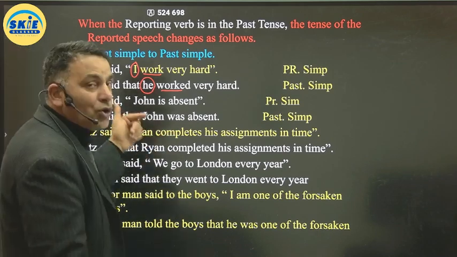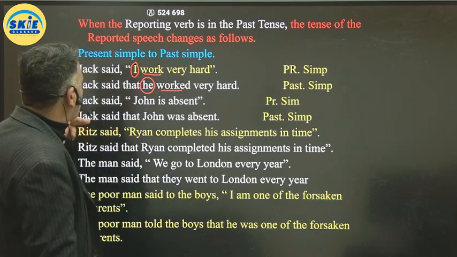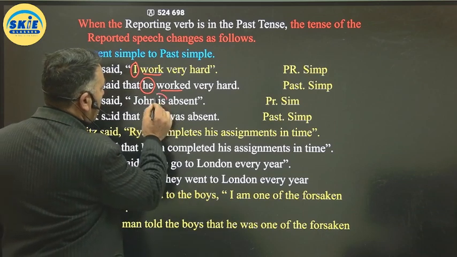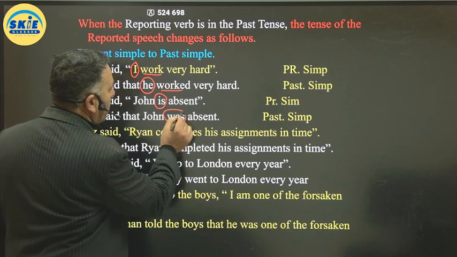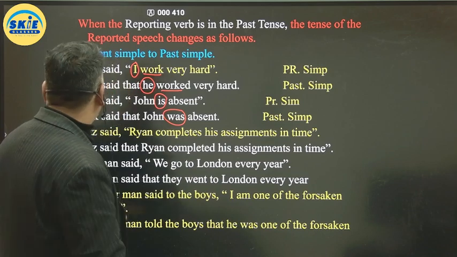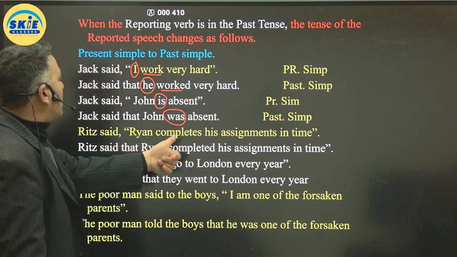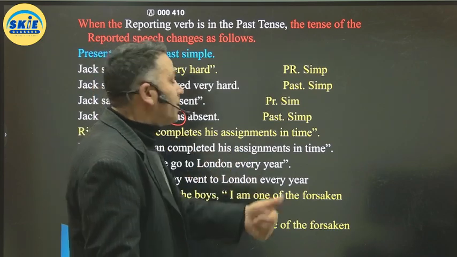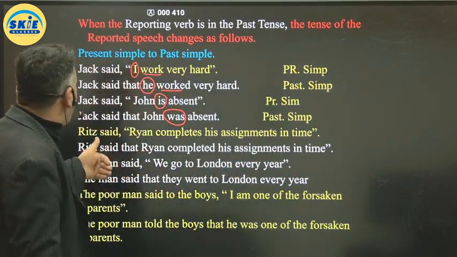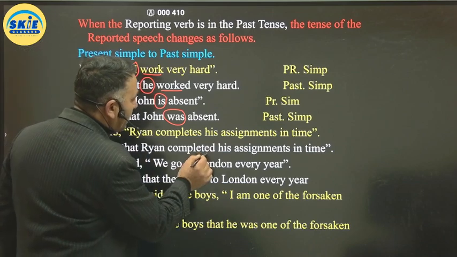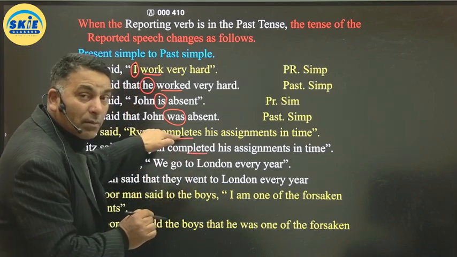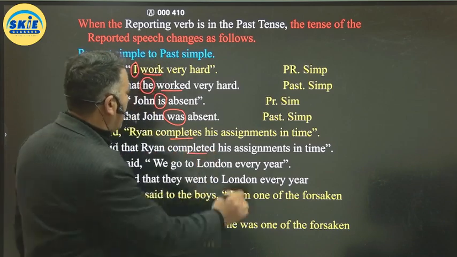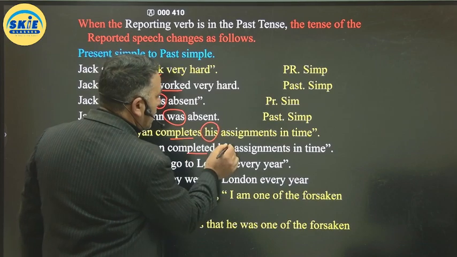Jack said John is absent. Jack said that John was absent. It will change to past. John was absent. Alright. Red said Ryan completes his assignments in time. Red said that Ryan completed his assignments in time. Completes is present tense, completed is past tense. His assignments. Now again you see.